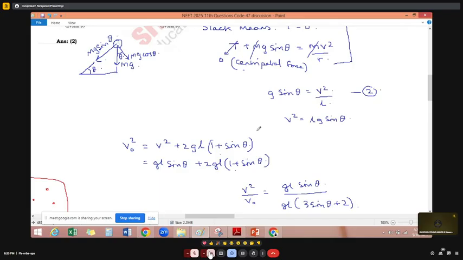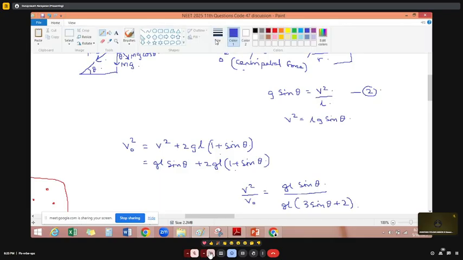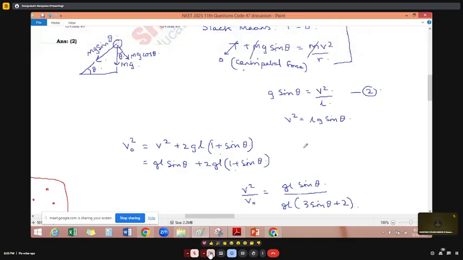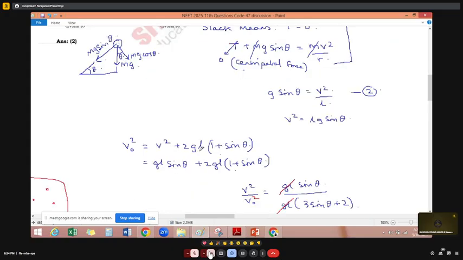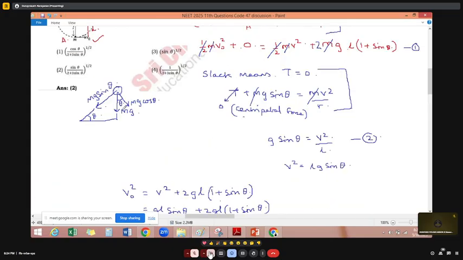That means GL will cancel. So the square root of sine theta divided by 3 sine theta plus 2. So that's going to be your answer.